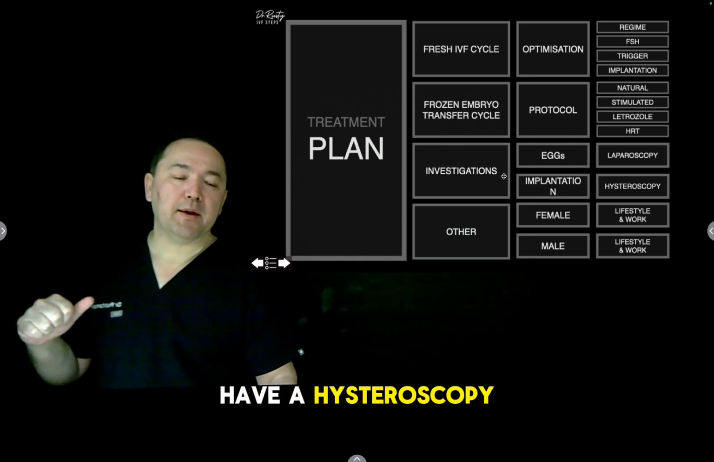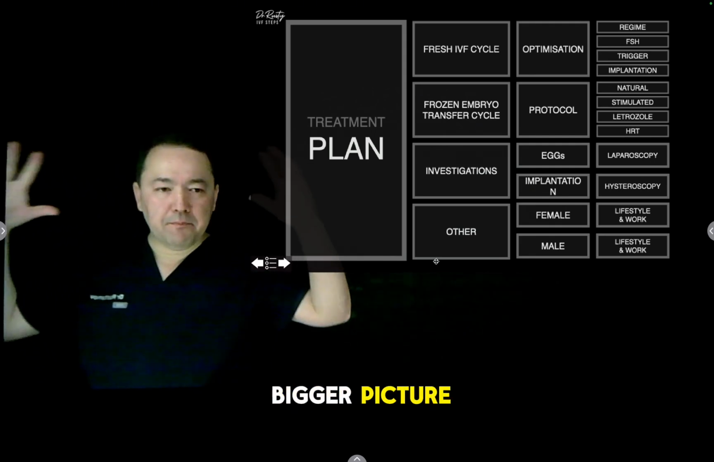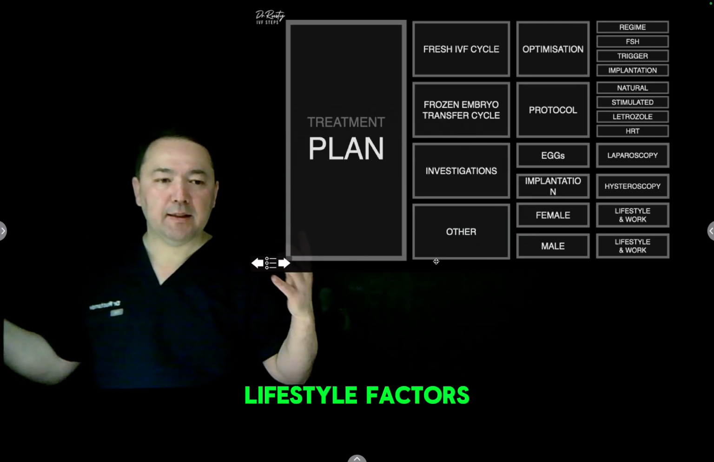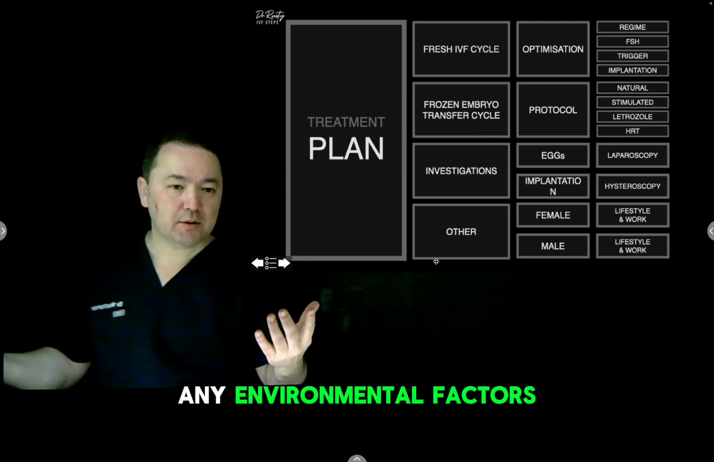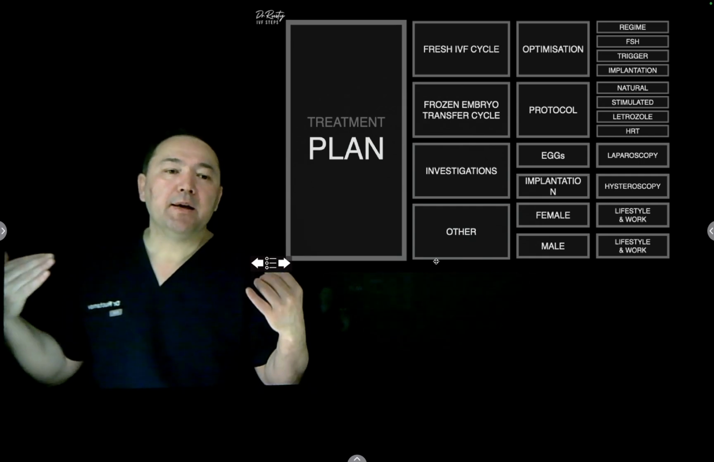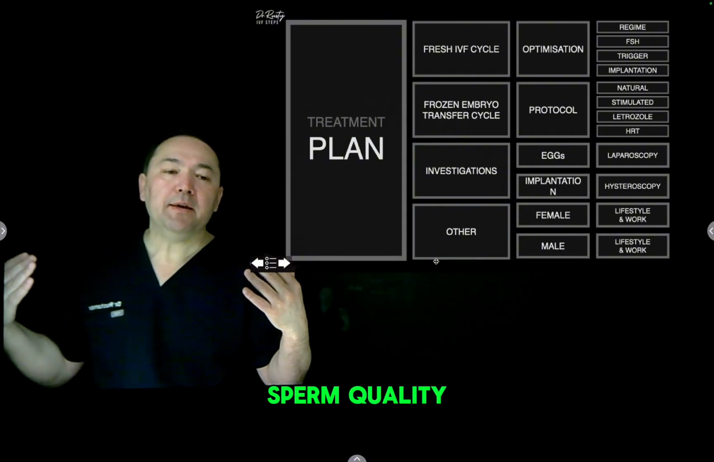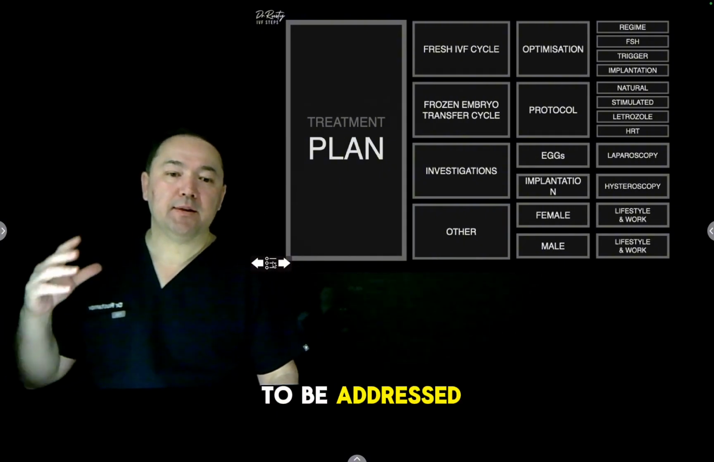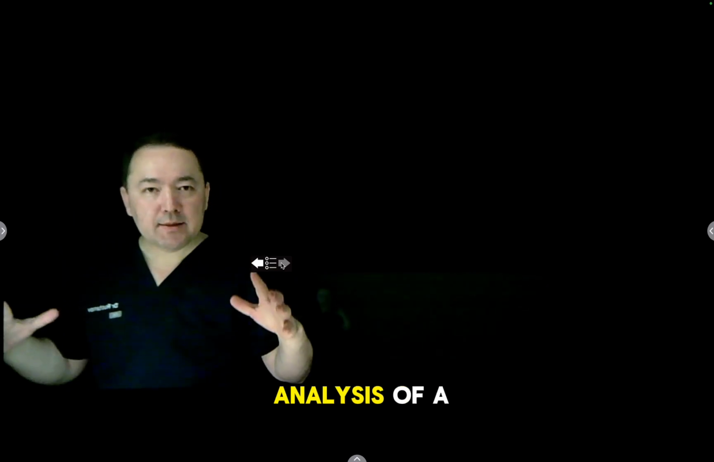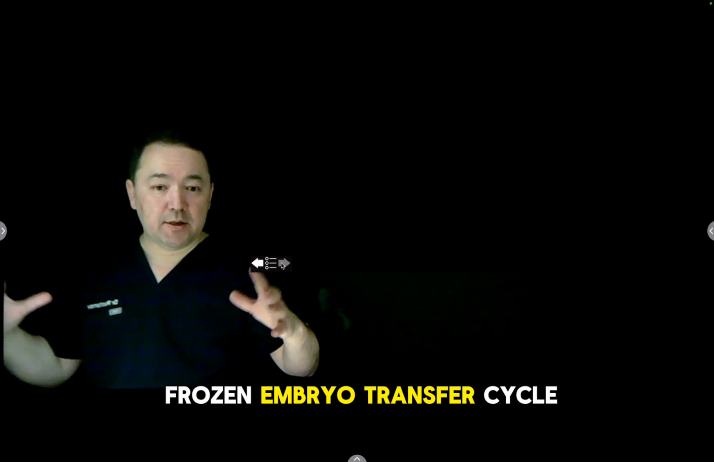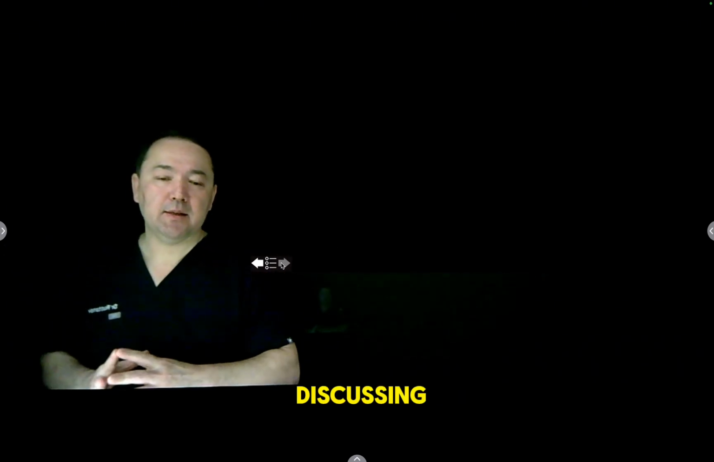And also you look at the bigger picture to see if there are any lifestyle factors, environmental factors or work-related factors affecting egg quality and sperm quality, and that needs to be addressed before going ahead with the next transfers. This is the analysis of a frozen embryo transfer cycle. In the future, we will be discussing the overall analysis of your IVF cycles. We will go much deeper to understand that.